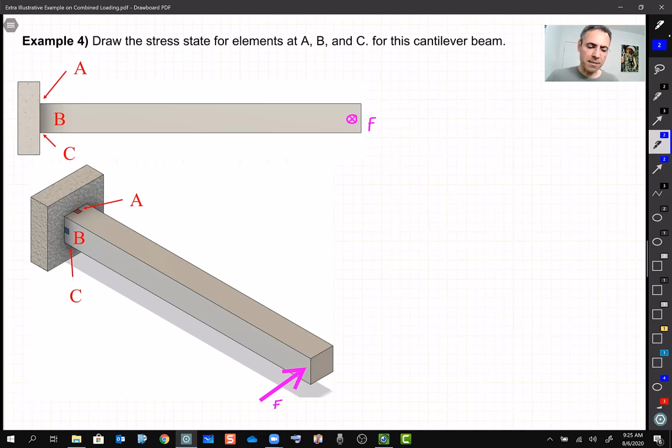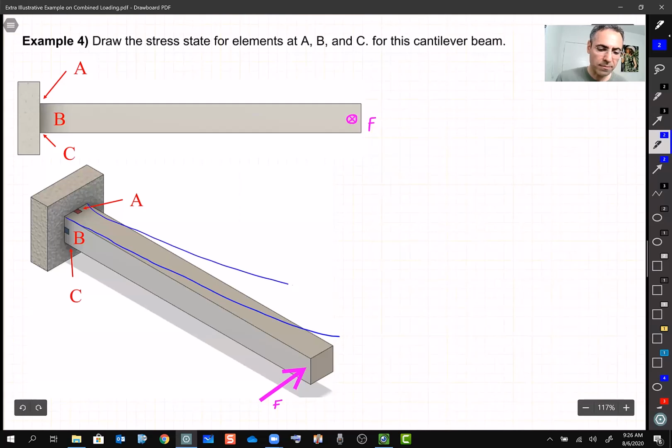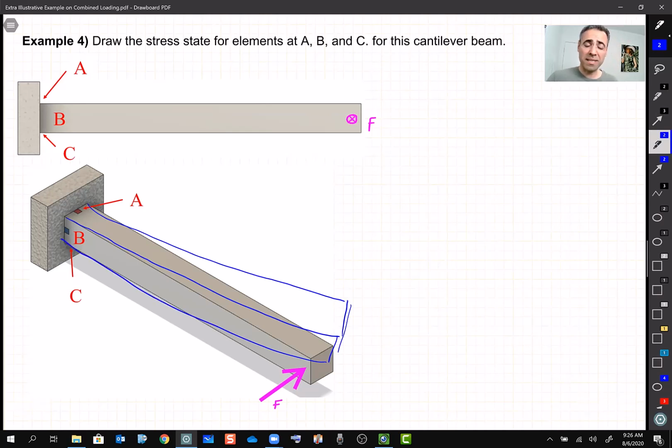So the first step is, again, to find out how this beam is going to bend. It's easy to find out, and we can exaggerate. If I apply this load, we easily know that it's going to bend like that, right? Please accept my drawing. And if it's bending like that, immediately we know that this side of the beam is going to be under tension, and the other side is going to be under compression.